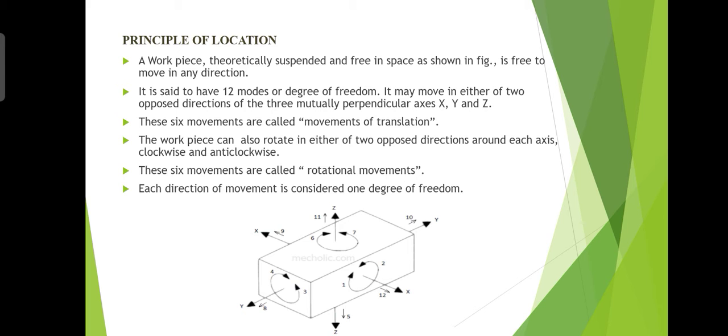These six movements are called movements of translation, and the workpiece can also rotate in either of two opposite directions around each axis, clockwise and anti-clockwise. These six movements are called rotational movements. Each direction of movement is considered one degree of freedom, and to completely locate a workpiece, it must be restricted against movement in these 12 degrees of freedom, except those required by the operation.